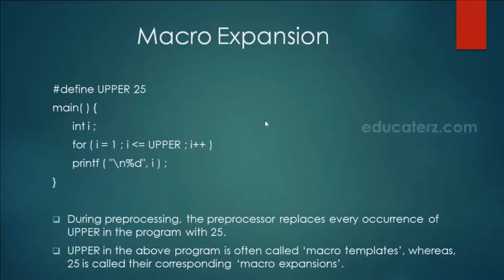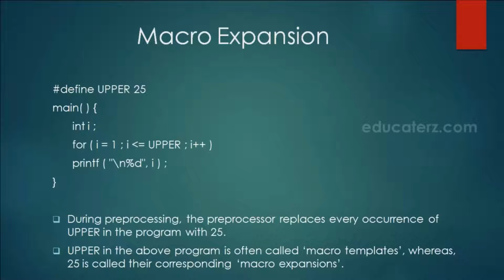Now macro expansion. We have #define UPPER 25, which means a macro can be defined with #define, then the name of the macro and then its value can be given. Wherever in our program this macro name appears, it will be replaced by that value. So here UPPER is called the macro template, whereas 25 is called the macro expansion.